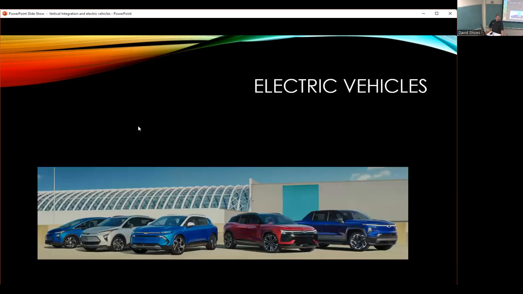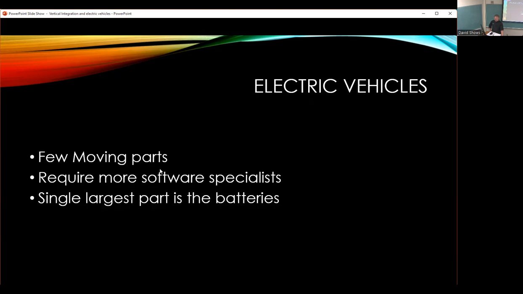So let's talk about electric vehicles. I want you to get an idea of some of the things about electric vehicles that are vitally important. First off, electric vehicles have far fewer parts. An ICE, internal combustion engine, has thousands of moving parts. An electric vehicle may have under 100.